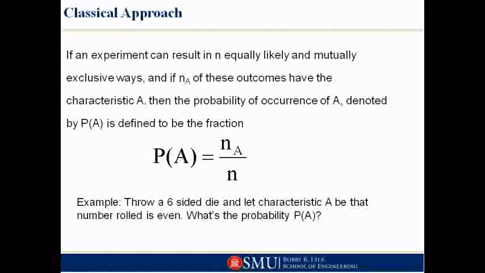So go back to throwing a die, a six-sided die, and let the characteristic A be that the number rolled is even. So what's the probability of A? Again, an even roll would be 2, 4, and 6. N of A, in this case, would be 3. There are 3 outcomes that map to an even number. And the number of sides possible on this particular die is 6. So there's a 3/6 chance, or 1/2 chance, of rolling an even number. That's the outcome. So that's the classical approach.